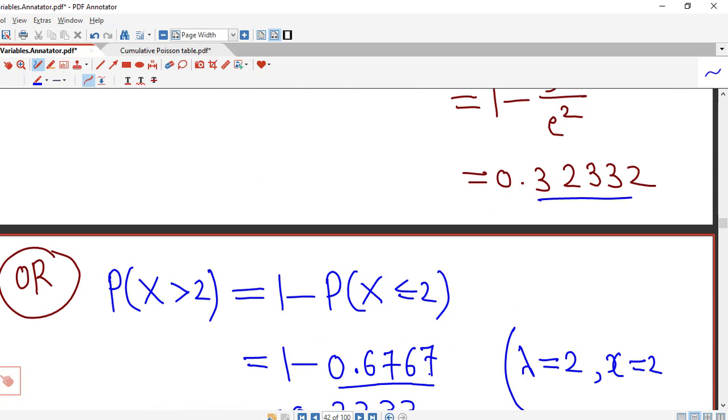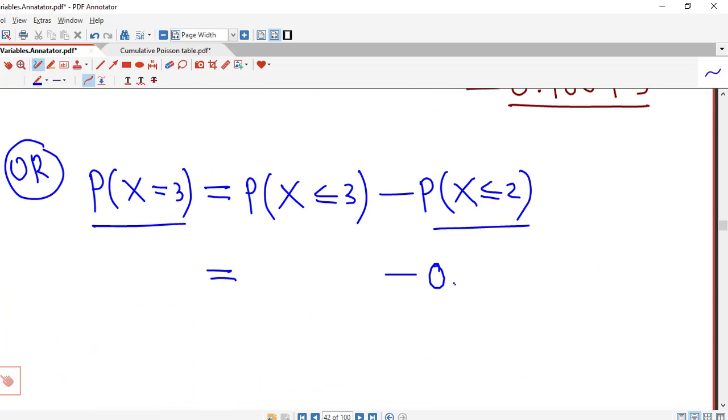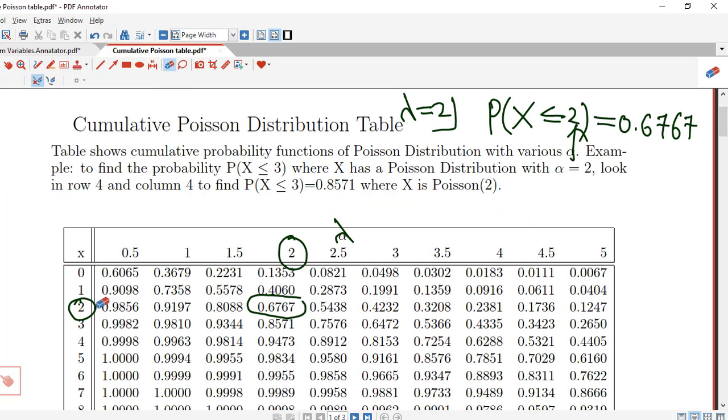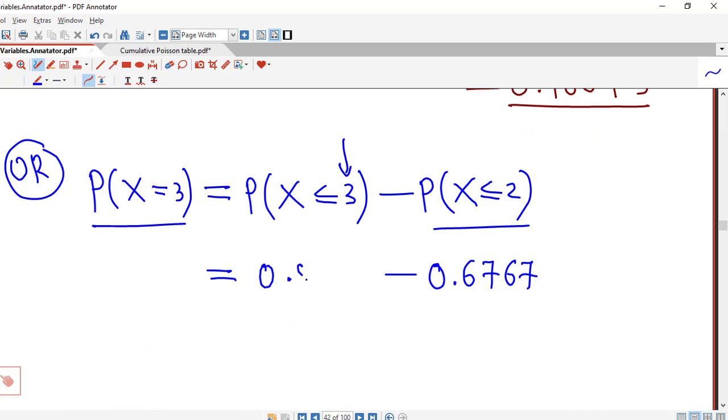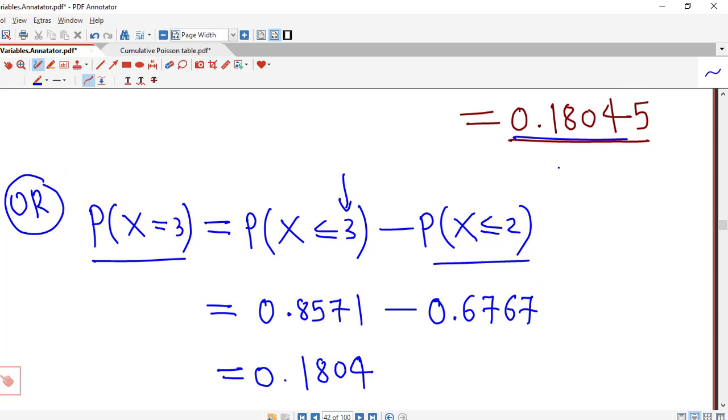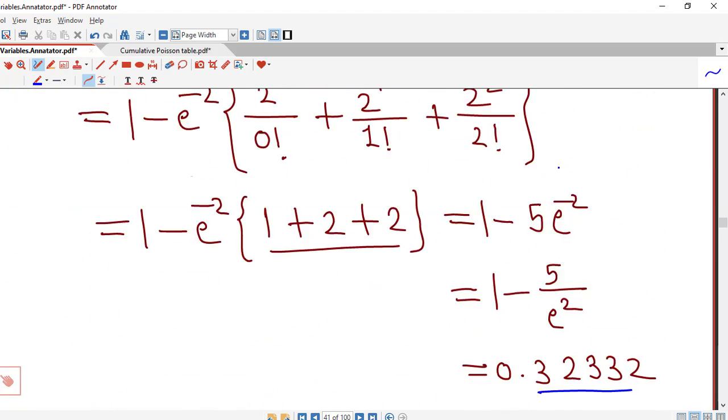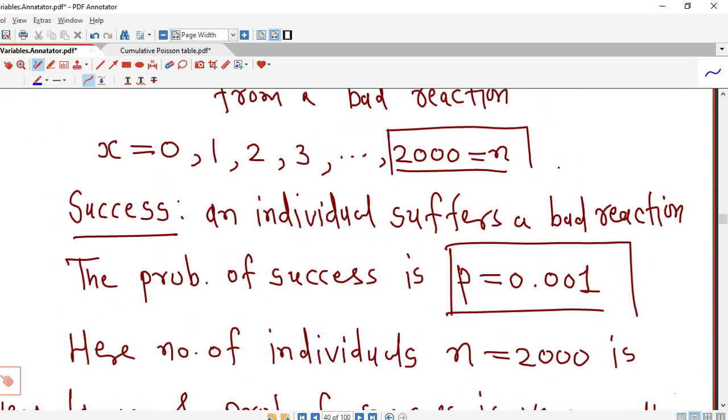It was 0.6767. So we write that directly, and this we write from the table. So we have to search for the X equal to 3 row, lambda equal to 2 is there, and we consider the intersection of the X equal to 3 row and lambda equal to 2 column, and we find the value 0.8571 at the point of intersection, so we write that here, and if we take the subtraction we have 0.1804. So that is the same as this value up to 4 decimal places. So in this way we can use Poisson approximation to find probabilities of the binomial distribution.